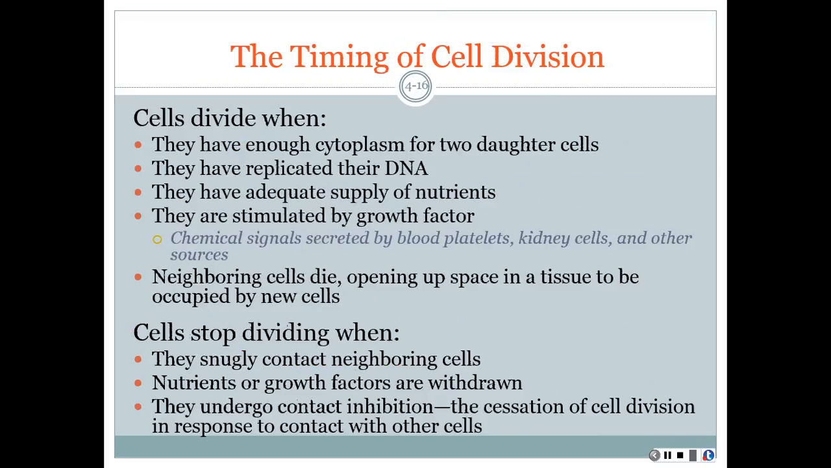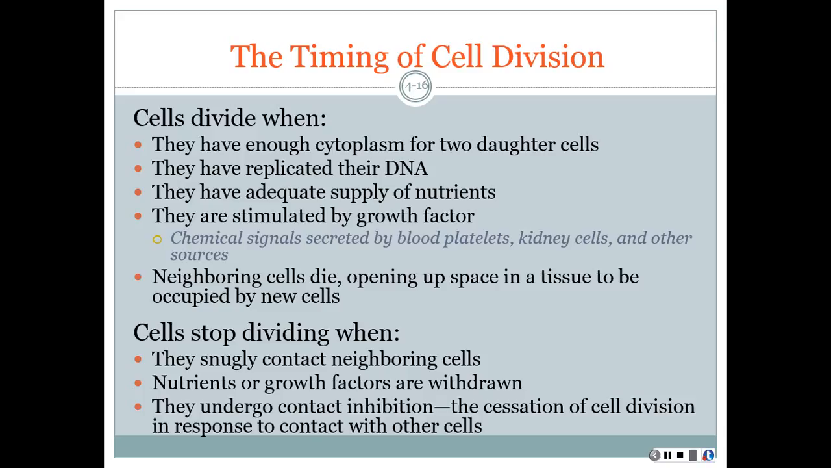Now, the timing of cell division and its inhibition are areas of intense research, which you should know already. Now, cells divide when a number of conditions are met. When they grow large enough to have sufficient cytoplasm for two daughter cells, when they have replicated their DNA, when they have received an adequate supply of nutrients, when they are stimulated by growth factors, when neighboring cells die, creating space for new cells. Now, cells cease dividing under other conditions.